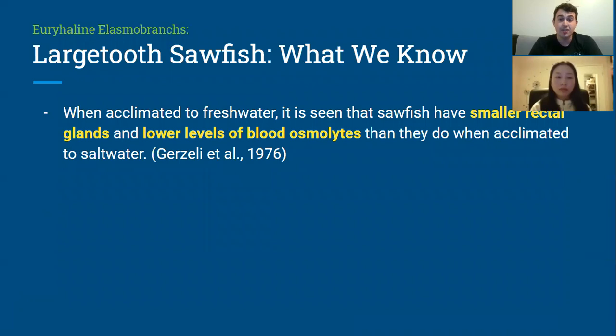Honestly, not too much is known about the large-toothed sawfish, simply because of their species status. But what we do know is that when acclimated to freshwater, they have smaller rectal glands and lower levels of blood osmolytes than they do when they're acclimated to salt water. So they're likely to be very similar to the bull shark in many ways in terms of their osmotic control mechanisms.